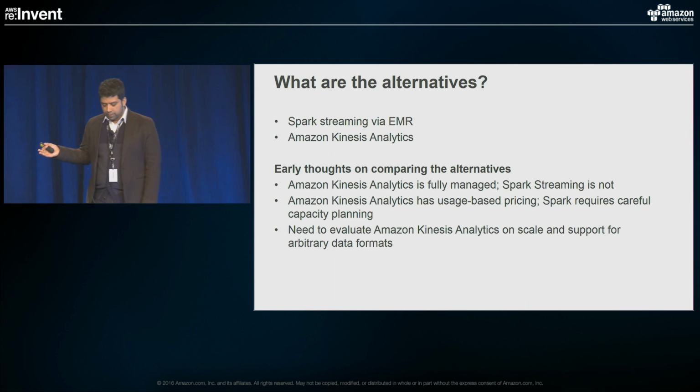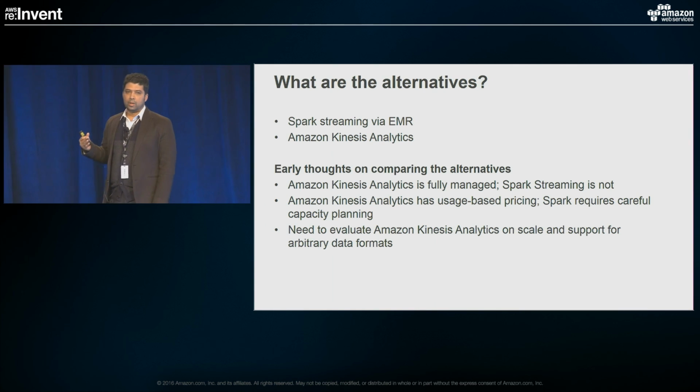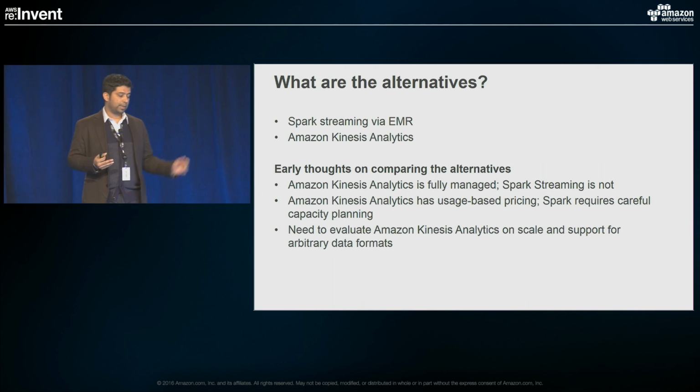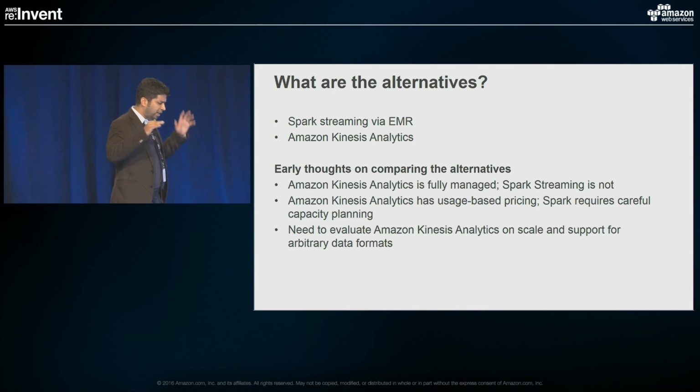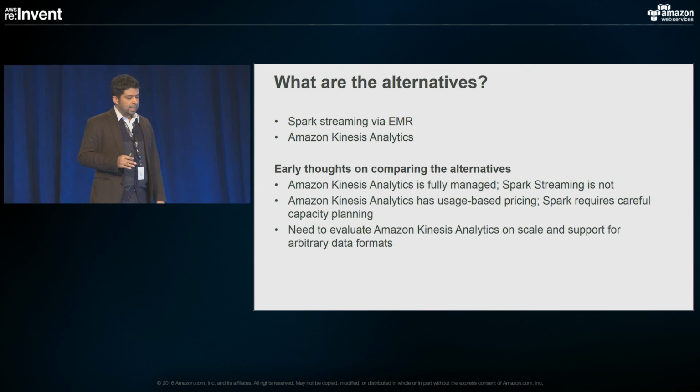So now, looking into the future, we are looking at what are the different alternatives that we could explore for performing stream joins. And currently, I feel there are a couple of options that are interesting. One is to use Spark Streaming on top of EMR, or the other one, which was recently announced by the Kinesis team, is to use Kinesis Analytics. So here are some of my early thoughts on this.